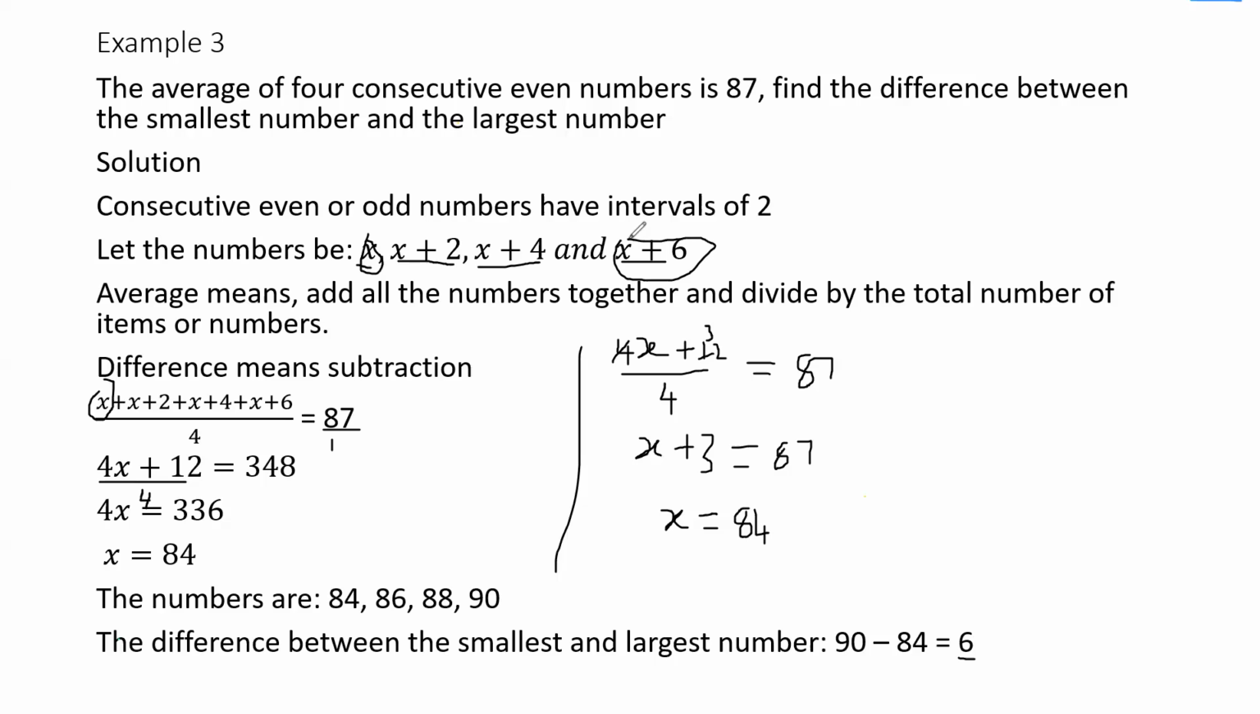This was the question also: if you find all the numbers, then find the difference between the highest and the least. So we need not even find the numbers before you subtract. You can go straight and subtract x from x plus 6, and you get the 6.